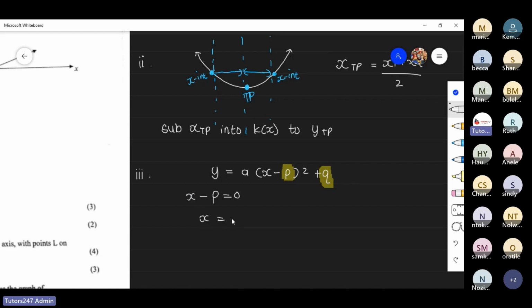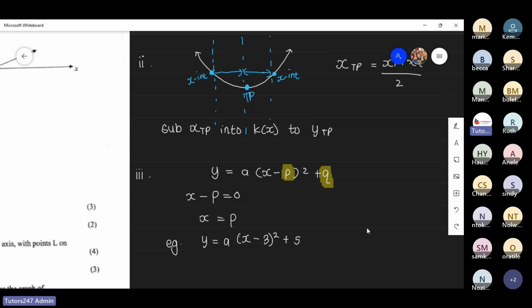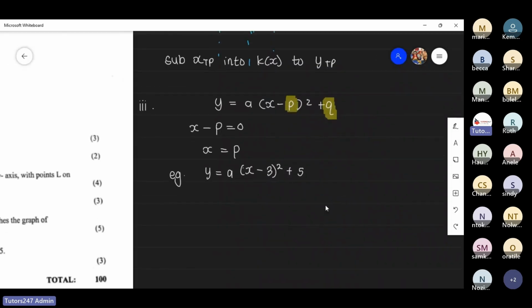Therefore, x will be equal to p. An example of this, let's say we had the equation y equals a into x minus 3 squared plus q. Let's make that q a 5. Okay, so let's say we had this particular equation. Now straight away you can see that your value of p is 3, not negative 3. The reason being is that the negative comes from the formula, not from the value of p.